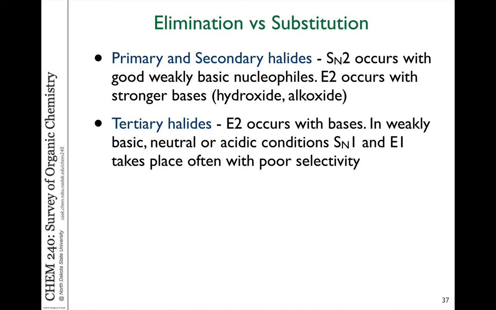Alkoxides and hydroxides tend to be a little bit stronger bases and less nucleophilic, so E2 elimination tends to compete there. If you have tertiary halides, they could go through SN1 or E1 mechanisms, and E1 occurs where you have some negative charges or any kind of basicity, but oftentimes SN1 reactions can occur. It's a little bit more difficult to distinguish with tertiary halides whether SN1 or E1 will be favored.